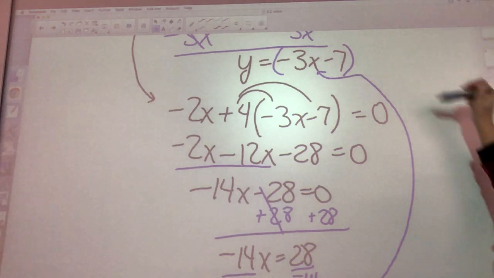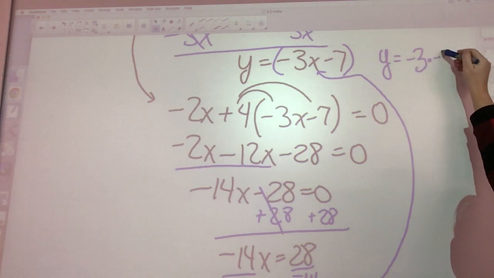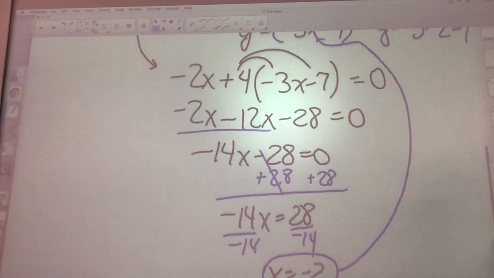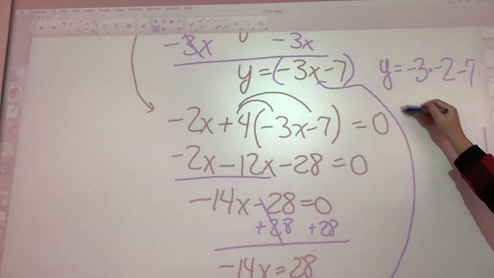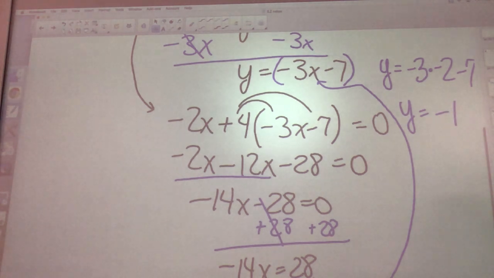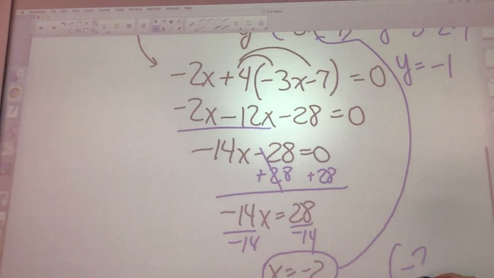How do you find y then? Y equals negative 3 times negative 2 minus 7. I sure hope you're using a calculator on that rather than guessing with all those negatives. You do all this work, you might as well get the problem right. Y equals negative 1. Final answer, you have to write your x and your y in parentheses, negative 2 and negative 1.